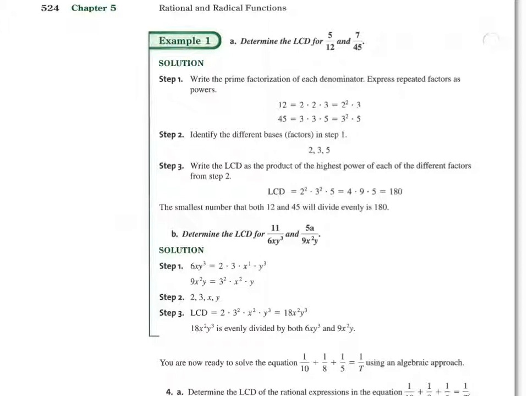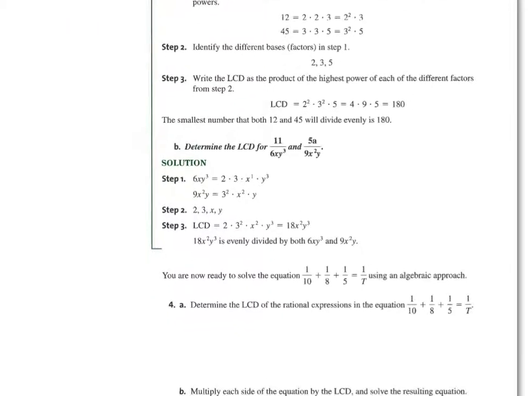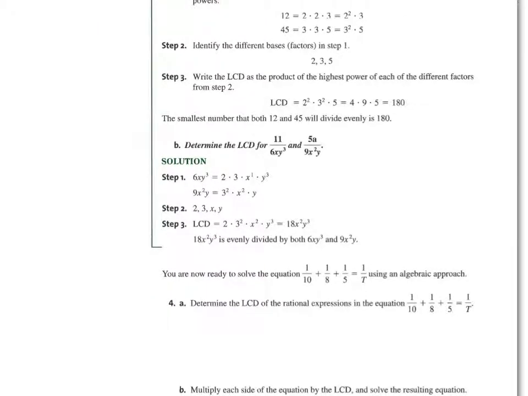Everybody does these differently. They're showing you how to do it with the prime factorization. If there's another way that you like to find the lowest common denominator, then do that. The idea is when we get to an equation, we use that lowest common denominator to eliminate all the fractions.